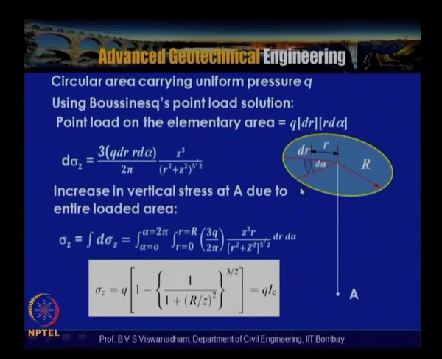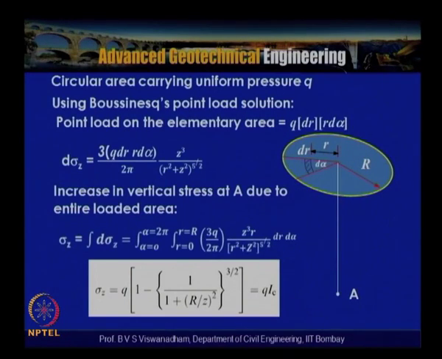So dr into r d alpha is this area, and assume that the point load in this area is nothing but q into dr into r d alpha. So what we are doing is that we have taken a small strip having dr into r d alpha dimensions, and we are multiplying by the uniform load intensity q. Then the point load on the elementary area is given by q into dr into r d alpha. So we are actually using the Boussinesq point load solution.